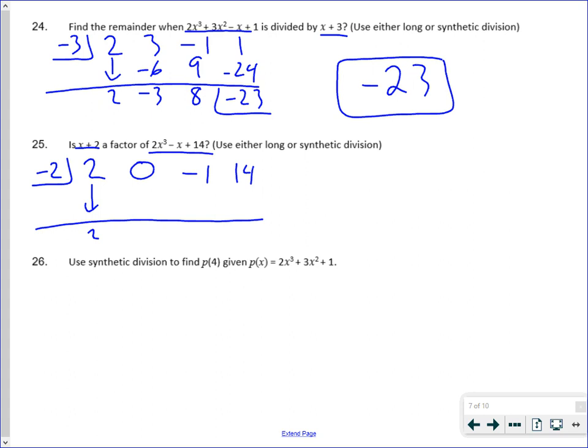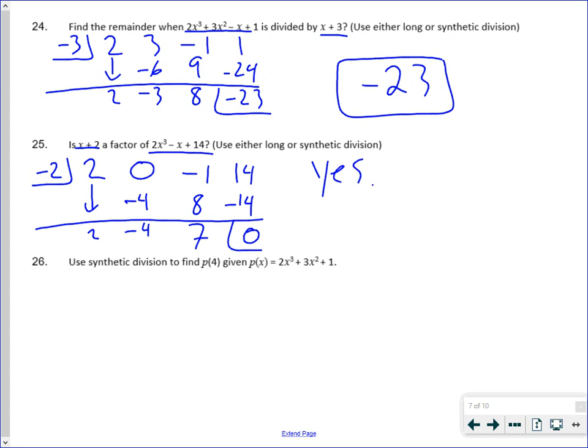Drop down the 2. 2 times negative 2 is negative 4. Add down, that's negative 4. Negative 2 times negative 4 is a positive 8. Add down, we get 7. Negative 2 times 7 is negative 14. And we do indeed get a remainder of 0. So if we get a remainder of 0, that means, yes, it is a factor.